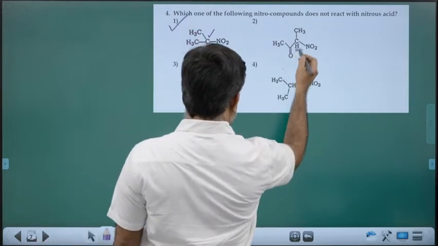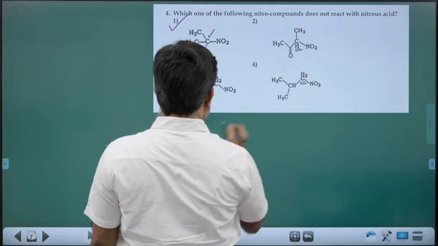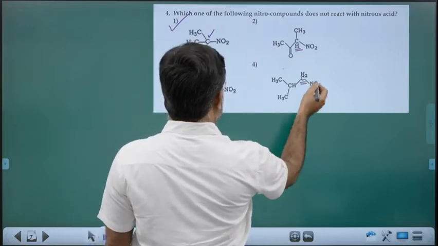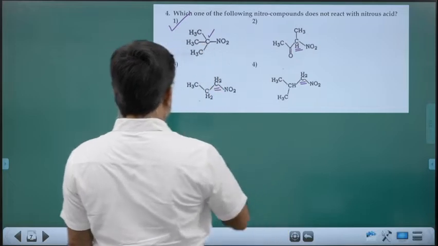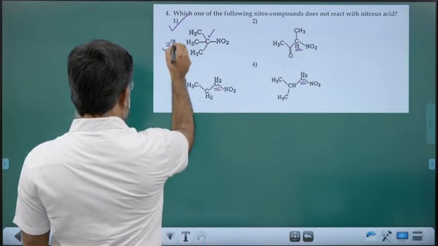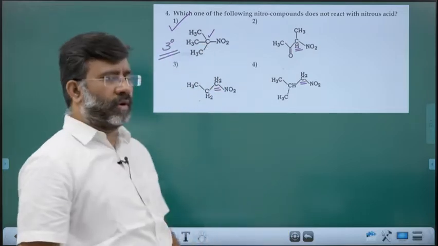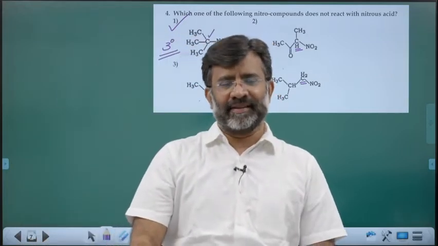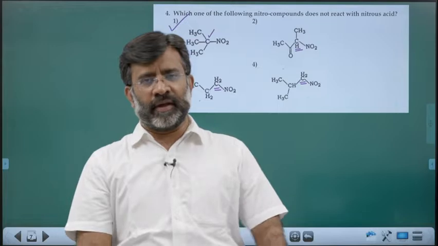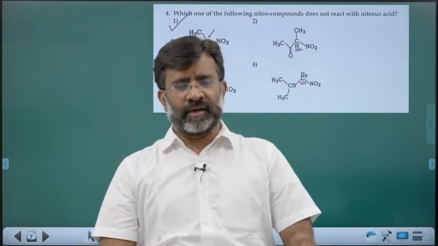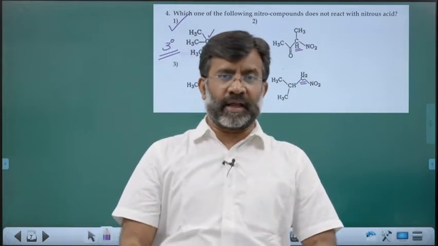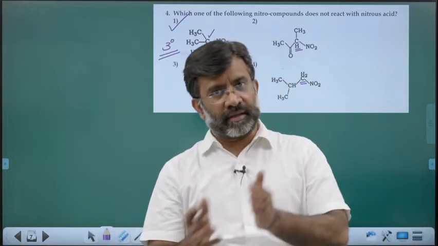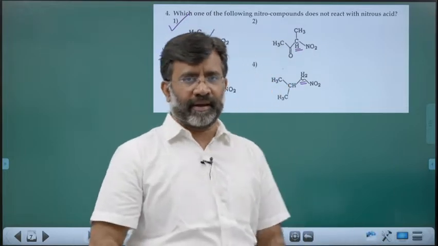Here you have alpha hydrogen, here you have alpha hydrogen, here you have alpha hydrogen. This is primary nitro, this is secondary nitro, while this is tertiary nitro, and tertiary nitro compounds cannot react with nitrous acid. This is the reaction involved in Victor Meyer's test, for testing primary, secondary, tertiary alcohols. The reactions come in that same sequence also.